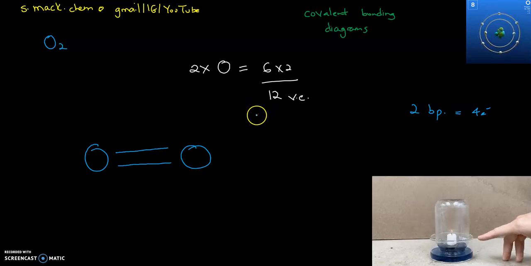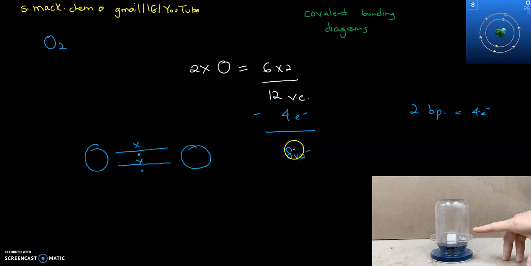So we are going to draw in our 4 electrons, our dot and cross here to represent the 2 shared pairs or 2 bonding pairs, and we are going to deduct that from the total number of valence electrons that we calculated, which gives us 8 valence electrons remaining around our atoms in our molecule. So if we have a total of 8, that means it's going to be 4 for each oxygen atom.